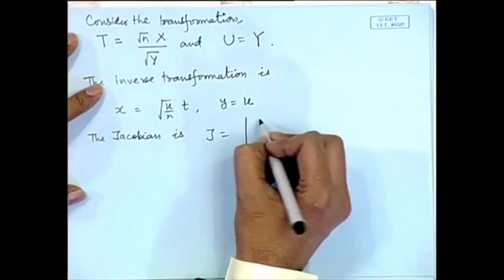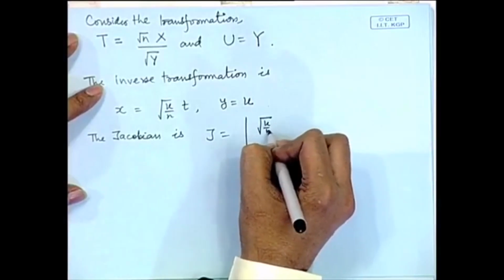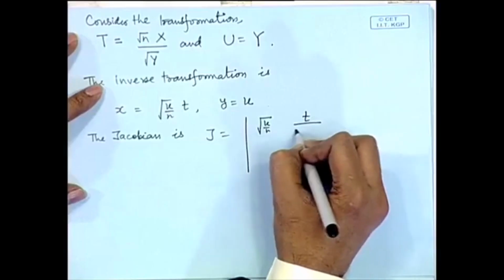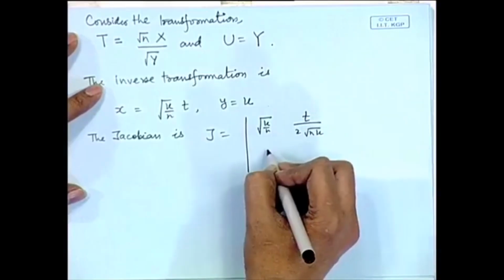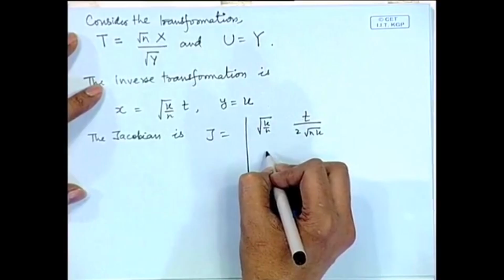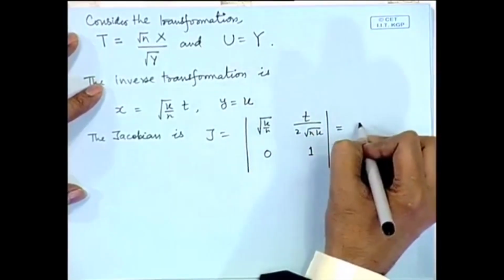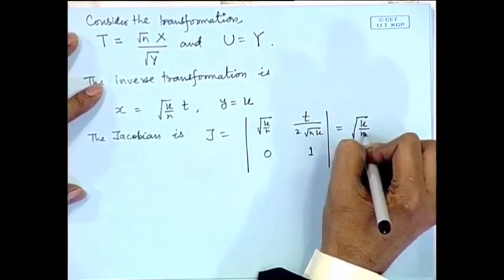Del x by del t, that is root u by n; del x by del u, that is t by 2 root n u; del y by del t, that is 0; and del y by del u, that is 1. So, the Jacobian is equal to root u by n.